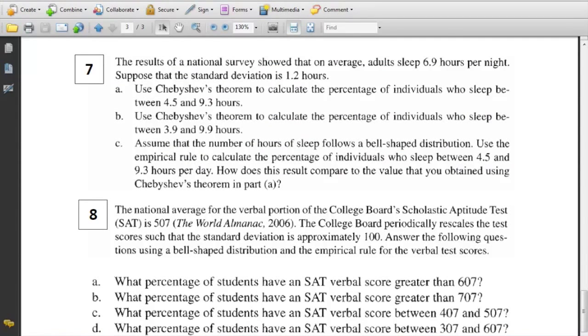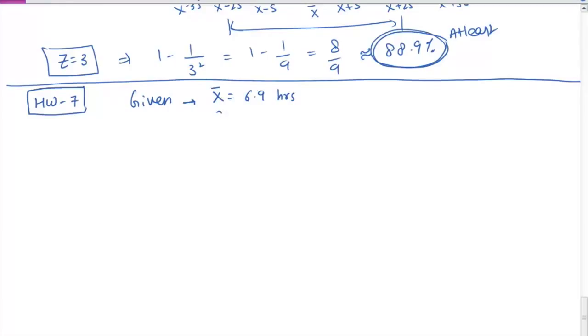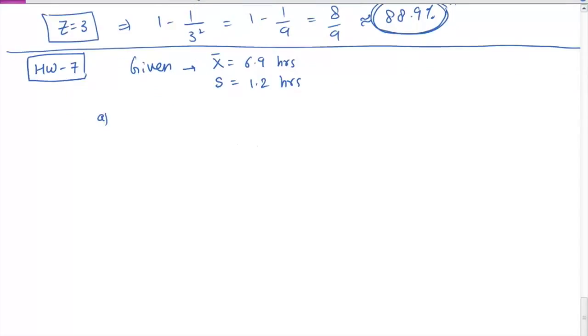Number 7. Use Chebyshev's theorem to calculate the percentage of individuals who sleep between 4.5 and 9.3. X bar and S, standard deviation. So let me make a picture. We have 6.9, 4.5 and 9.3. So suppose this is represented by a variable x.